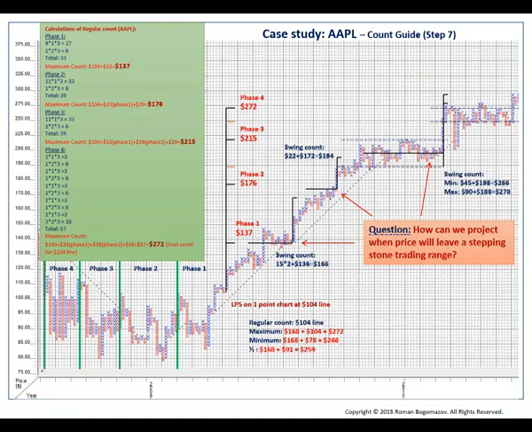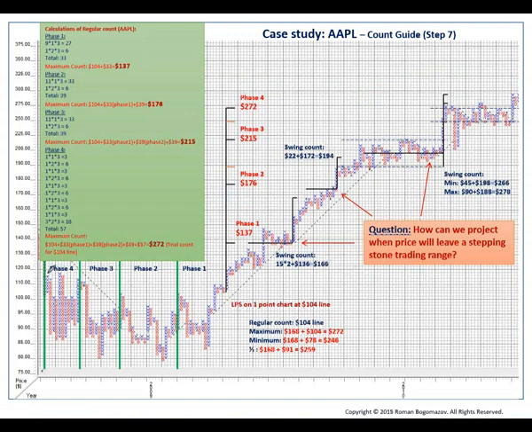So today we want to continue, and this is going to be probably a 15 to 20 minute segment. We'll talk about point and figure counts as a timing tool that we can use during the stepping stone ranges. So right here on this chart, this is our Apple case study.